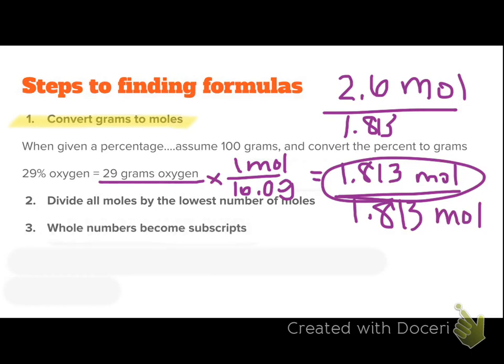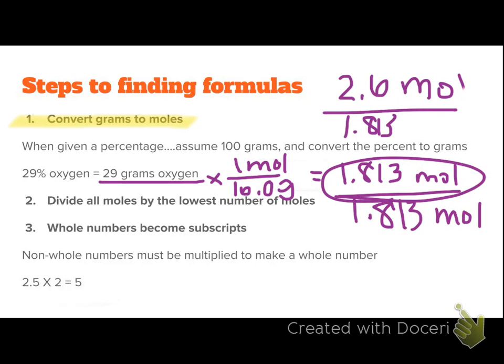Step number 3 is whole numbers are going to become subscripts, and non-whole numbers must be multiplied to make a whole number. So if you end up with a number after you find this mole ratio, like 2.5, we're going to multiply that by 2 to make it 5. So just a key here is that you need whole numbers. So keep these steps close by. We're going to go through and I'm going to show you what each of them looks like.